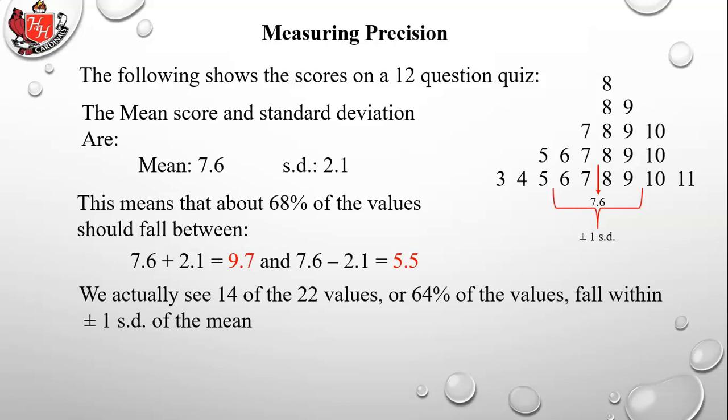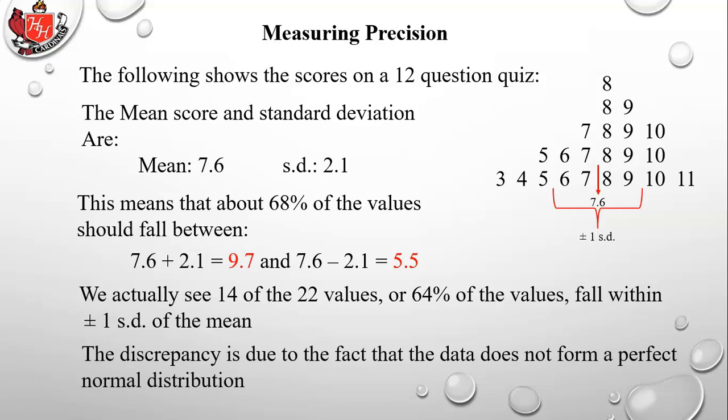That's 64% of the values that fall within plus or minus 1 standard deviation of the mean. The reason we didn't get exactly 68% is due to the fact that the data does not form a perfect normal distribution. It's also a small amount of data. If you get closer to 100 data points instead of the 22 test scores that we have here, then you'll get closer to that 68%.